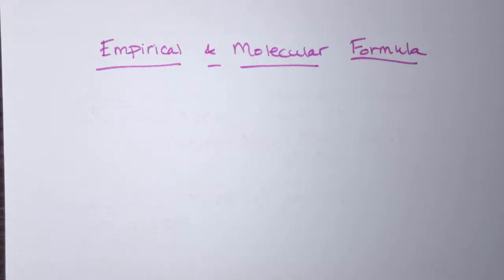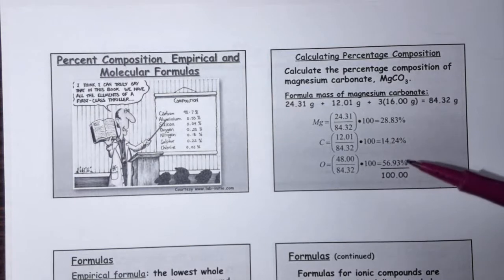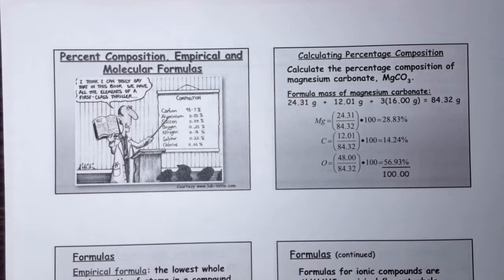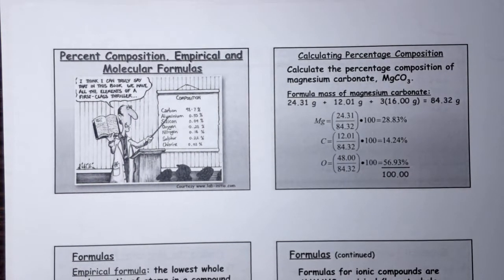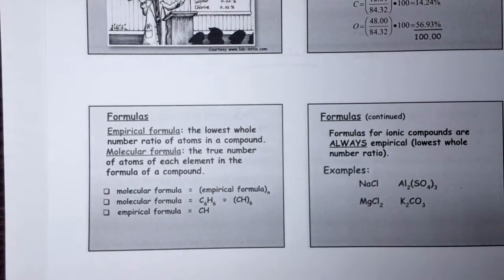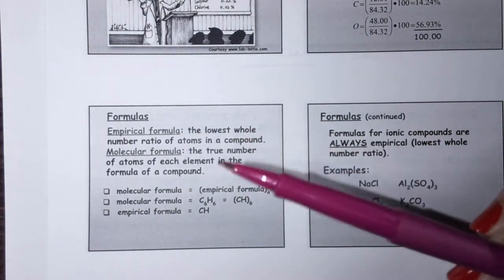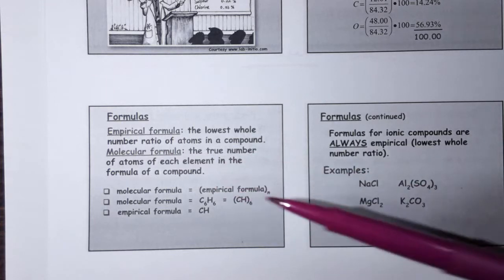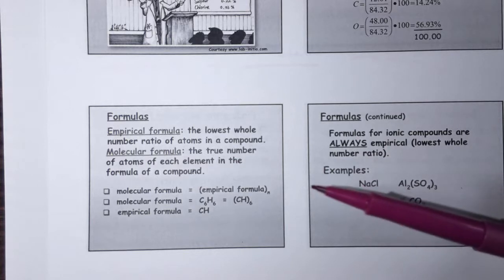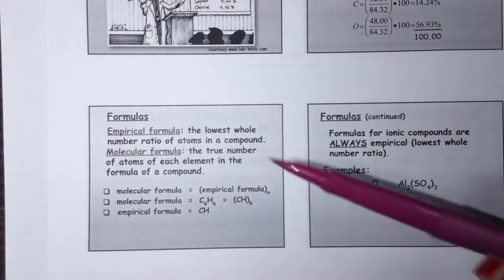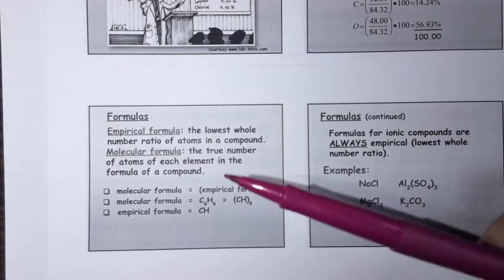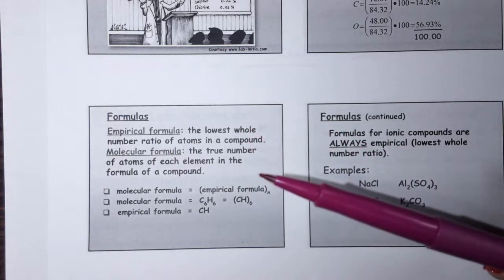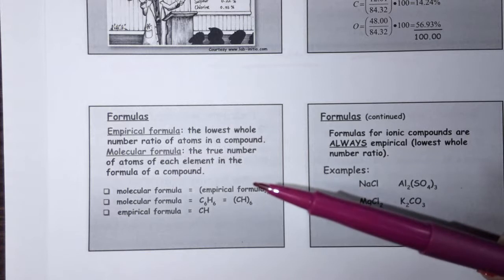Okay, so today we are going to look at empirical and molecular formulas. We just finished reviewing percent composition, and we are going to tie this into solving for an empirical and molecular formula. Empirical formula is the lowest whole number ratio of atoms in a compound, whereas molecular formula is the true number of atoms of each element within that formula of a compound. So make sure you have these definitions down. Empirical is the simplest form, molecular is the true number or true value of atoms.